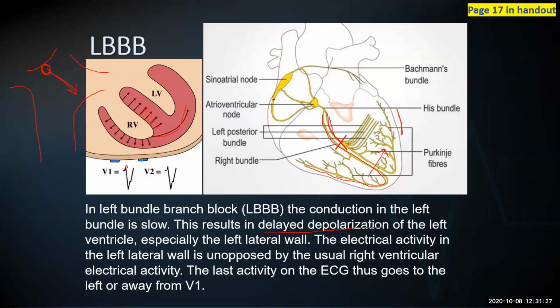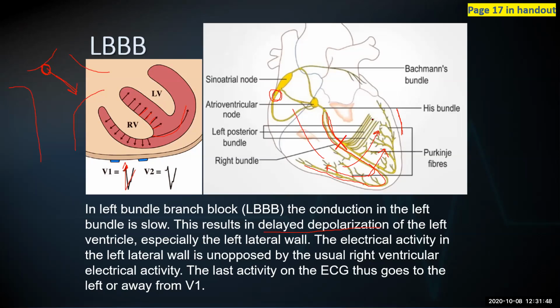Because of V1, if you imagine V1 being on this side, if the activity is going to the right ventricle first, it's going to go towards V1. So then it's going to cause that initial upward deflection. But once it eventually makes its way down to the left ventricle, it's going to cause that negative deflection because now it's going away from it.